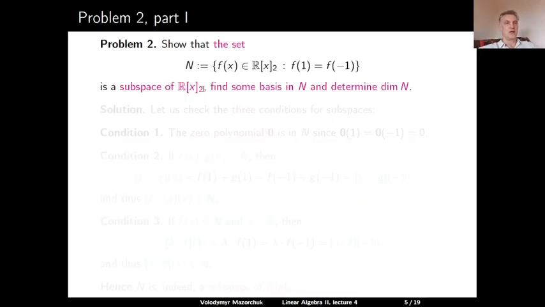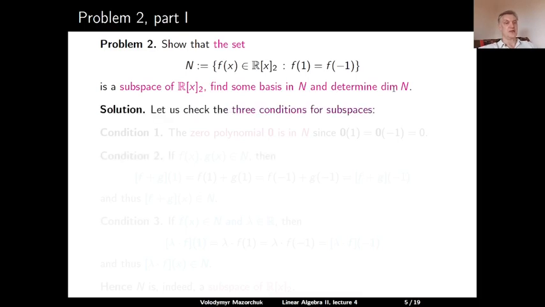Problem 2. Show that the set N, consisting of all polynomials of degree at most 2, such that their value at 1 equals their value at minus 1, is a subspace of the set of polynomials of degree at most 2. Find some basis in this space and determine its dimension.